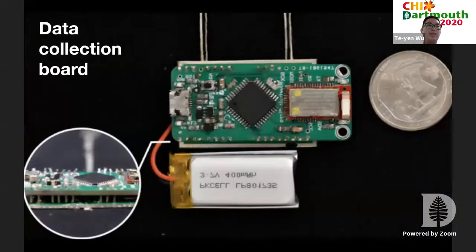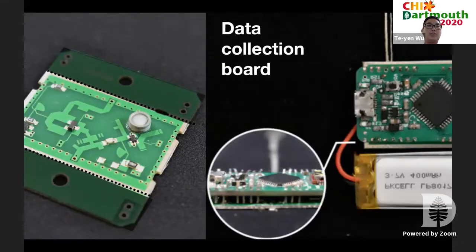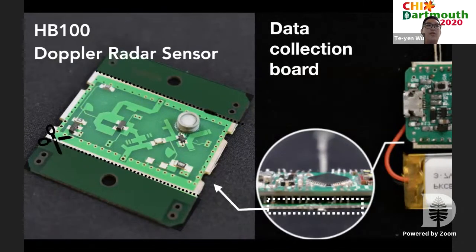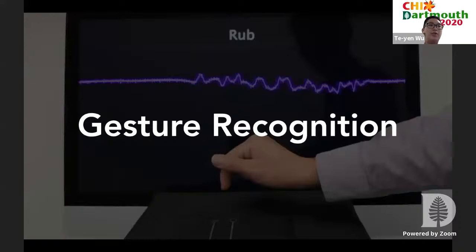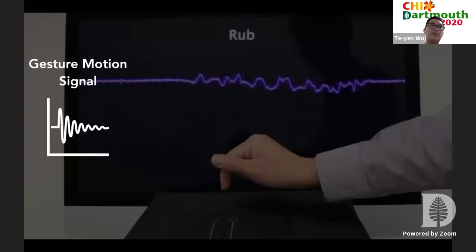And then we made our customized sensing board, comprised of a data collection board with a Bluetooth Low Energy module for data transmission, and a Doppler radar sensor board, which was modified from the HB100 Doppler radar motion detector. And I'm going to discuss how we accomplish real-time gesture recognition on fabric.